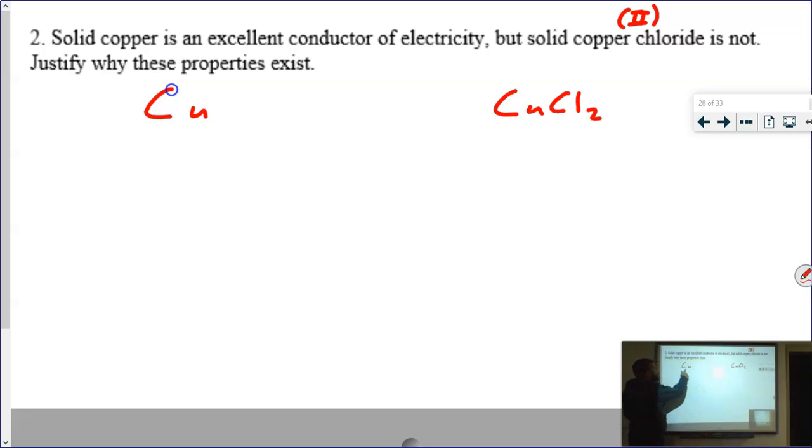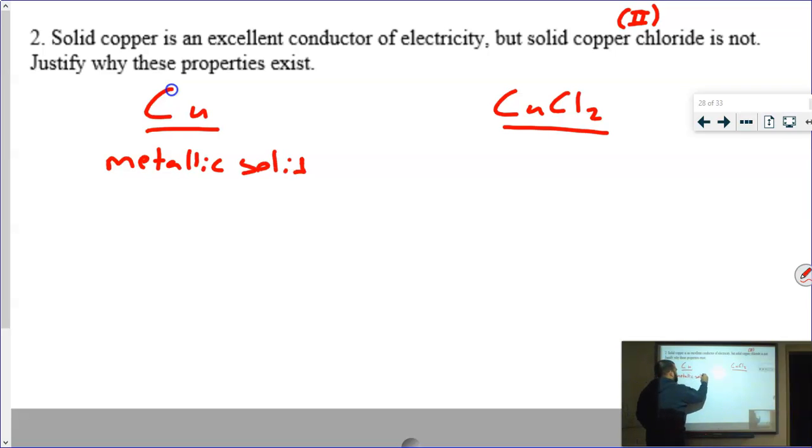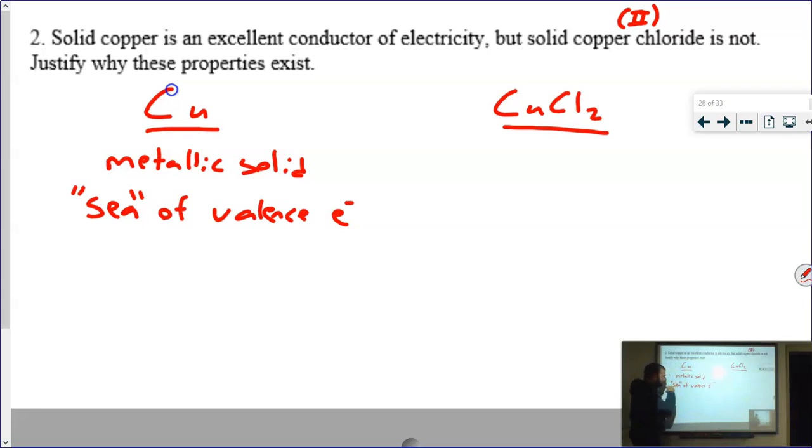Why does this conduct electricity and this does not? Well, they're different types of solids, right? The copper 2, or the copper over here, is a metallic solid. Metallic solids have a sea of valence electrons, which is a better way of saying it. They conduct electricity very, very, very well.